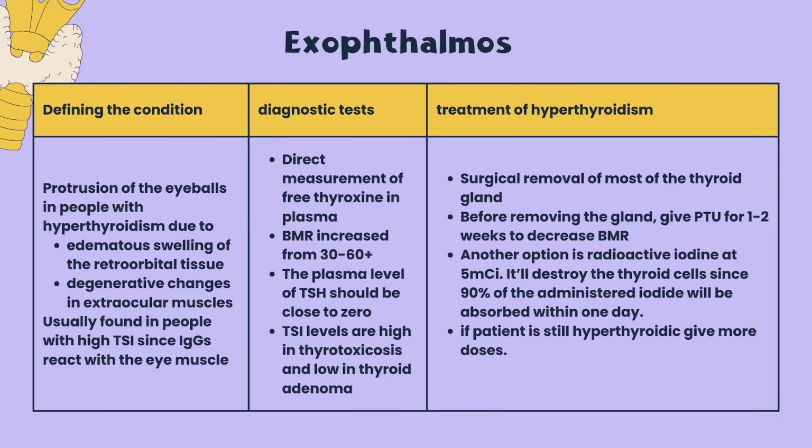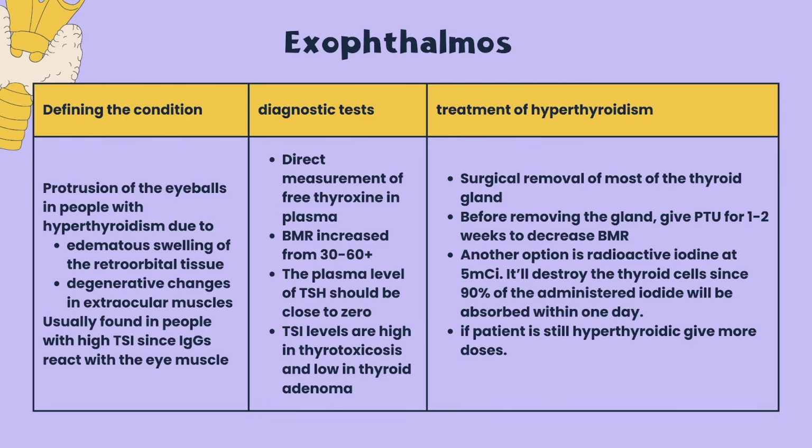People that have exophthalmos usually have high TSI, since the immunoglobulin G reacts with the eye muscle. So it's usually found in these people. Not that it's a condition. It's basically, statistically, more found in these people due to IgG's reaction with the eye muscle.